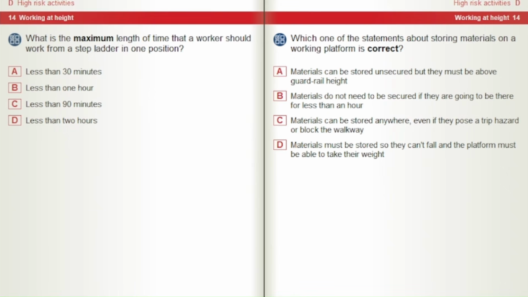What is the maximum length of time that a worker should work from a stepladder in one position? Less than 30 minutes. Less than 1 hour. Less than 90 minutes. Less than 2 hours.